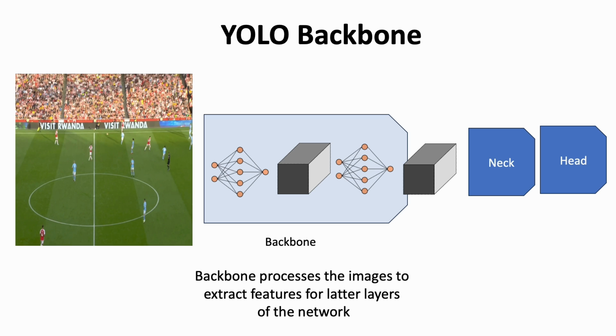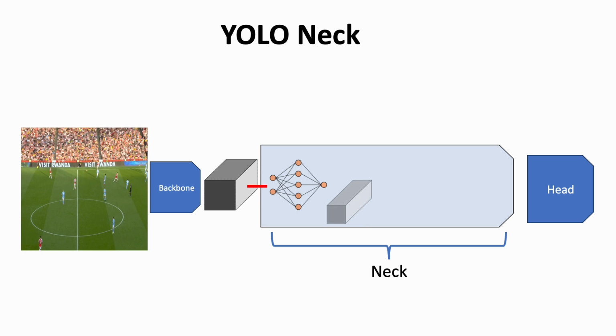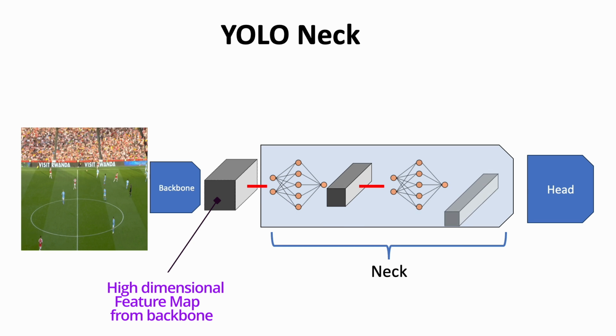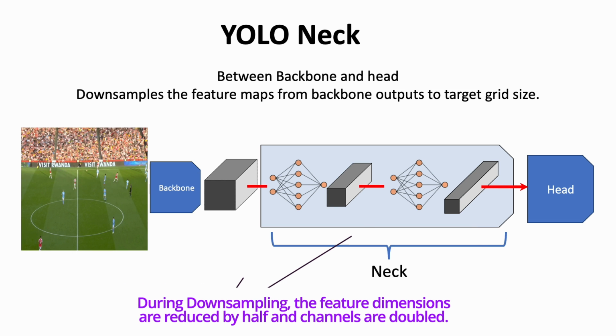The neck then downsamples the features from the backbone to our target grid size, meaning that if the backbone output is a 512 by 512 feature map and our target grid size needs to be 32 by 32, we would apply the downsampling 4 times, reducing the feature dimensions by 2 each time. At each downsampling stage, I also doubled the number of channels in the feature map to prevent the loss of excessive information.